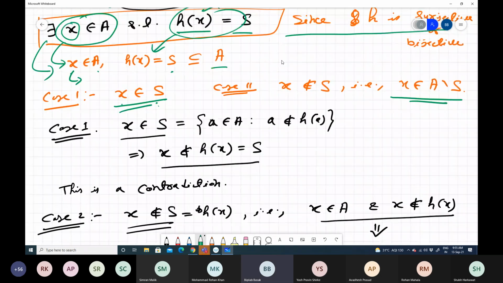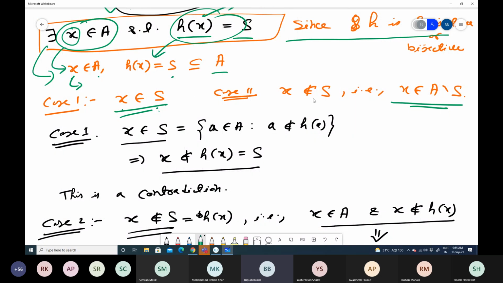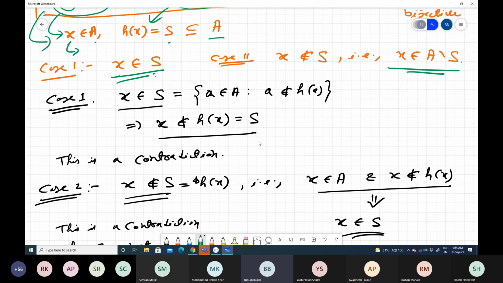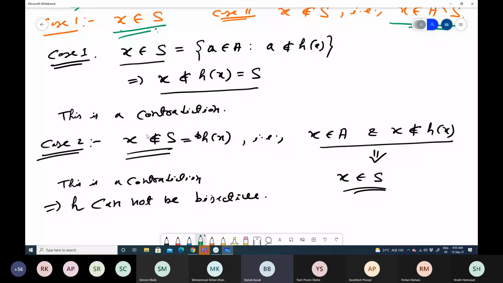Okay, so case one was X belongs to S, and case two was X not in S. These are the two parts, right? And their union will be all the possibilities. Now suppose X not in S. So what is S? S is the set of X such that X not in H of X. So that means X belongs to A, right?